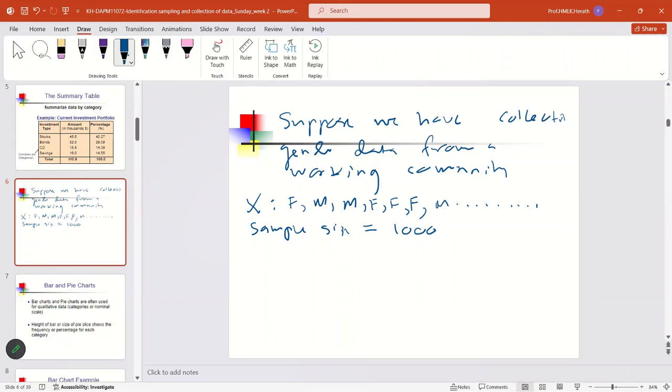Just looking at the data, we will not be able to understand how many males are there and how many females are there, unless you summarize them in a table. Then you can count males and females, which is called frequency.